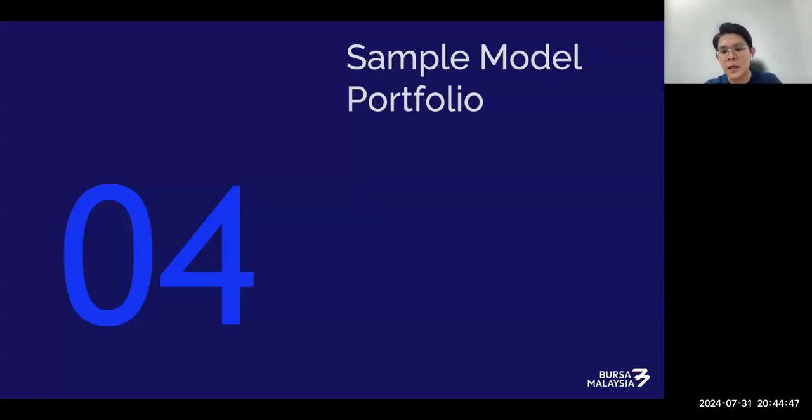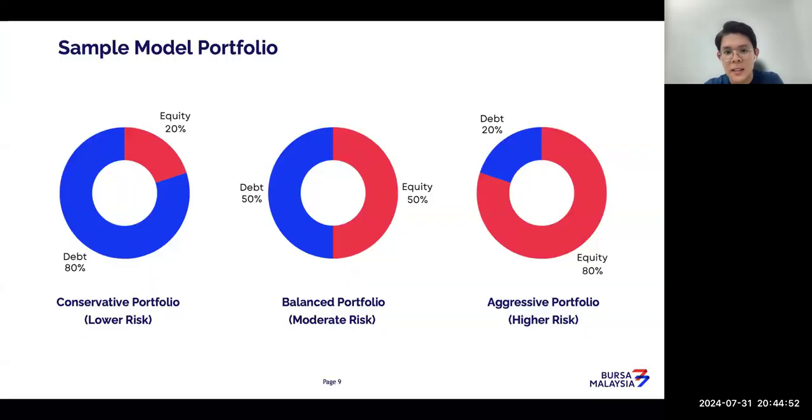So here we will show you three sample portfolios. You can go and think about how you can restructure based on these three types of portfolio. It also reflects the different risk appetites. The first one is the conservative portfolio, which has 20% equity and 80% bonds.